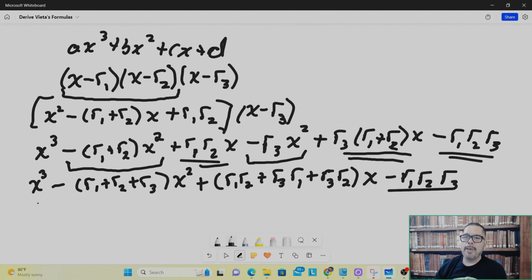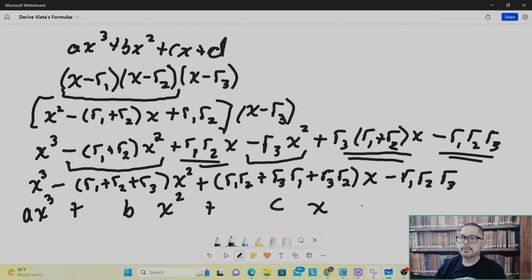All right, there are some patterns to pay attention to here. Let's compare it to the cubic, ax cubed plus bx squared plus cx plus d. The first thing to really note that's big and important is the alternating signs.